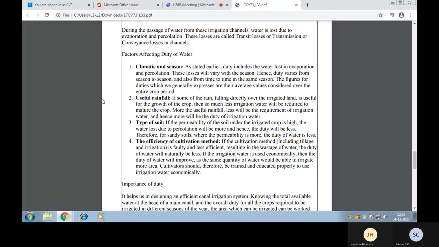The highest happens for rice or it may be sugarcane or whatever. So you can say that this is the type of problem all the agriculturists are facing. That is one thing: the type of soil, and another is season. These are the two factors we consider as the factors affecting the duty. Okay, that is a very important consideration.